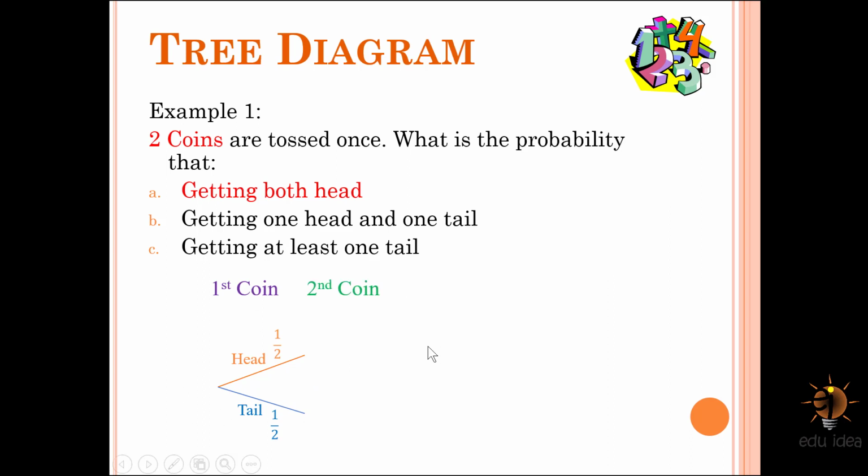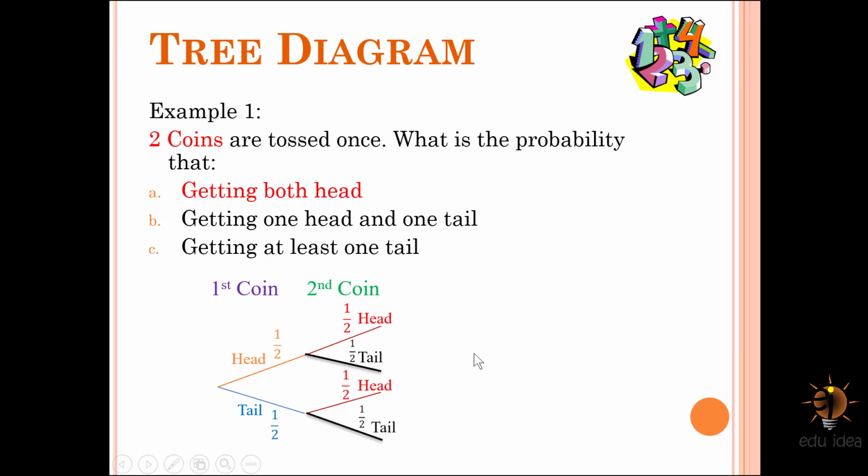The second coin will be the same thing, head and tail, but we need to make another branch from each of the branches. So from the head of the first coin, the second coin can be head or it can be tail, and we know that the probability is 1/2 for each of them. And the same thing with the tail: if we get tail for the first coin, we can have head or tail on the second coin.